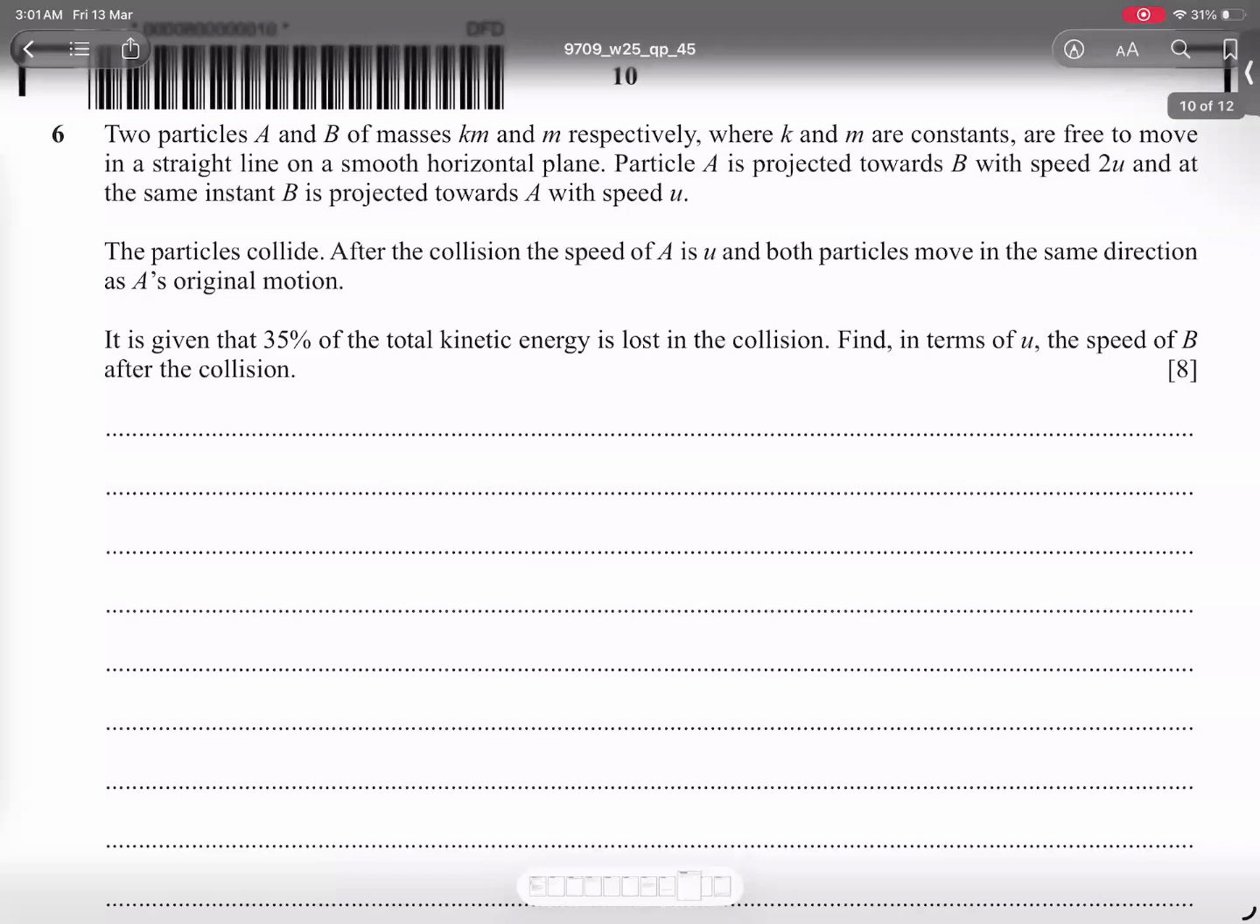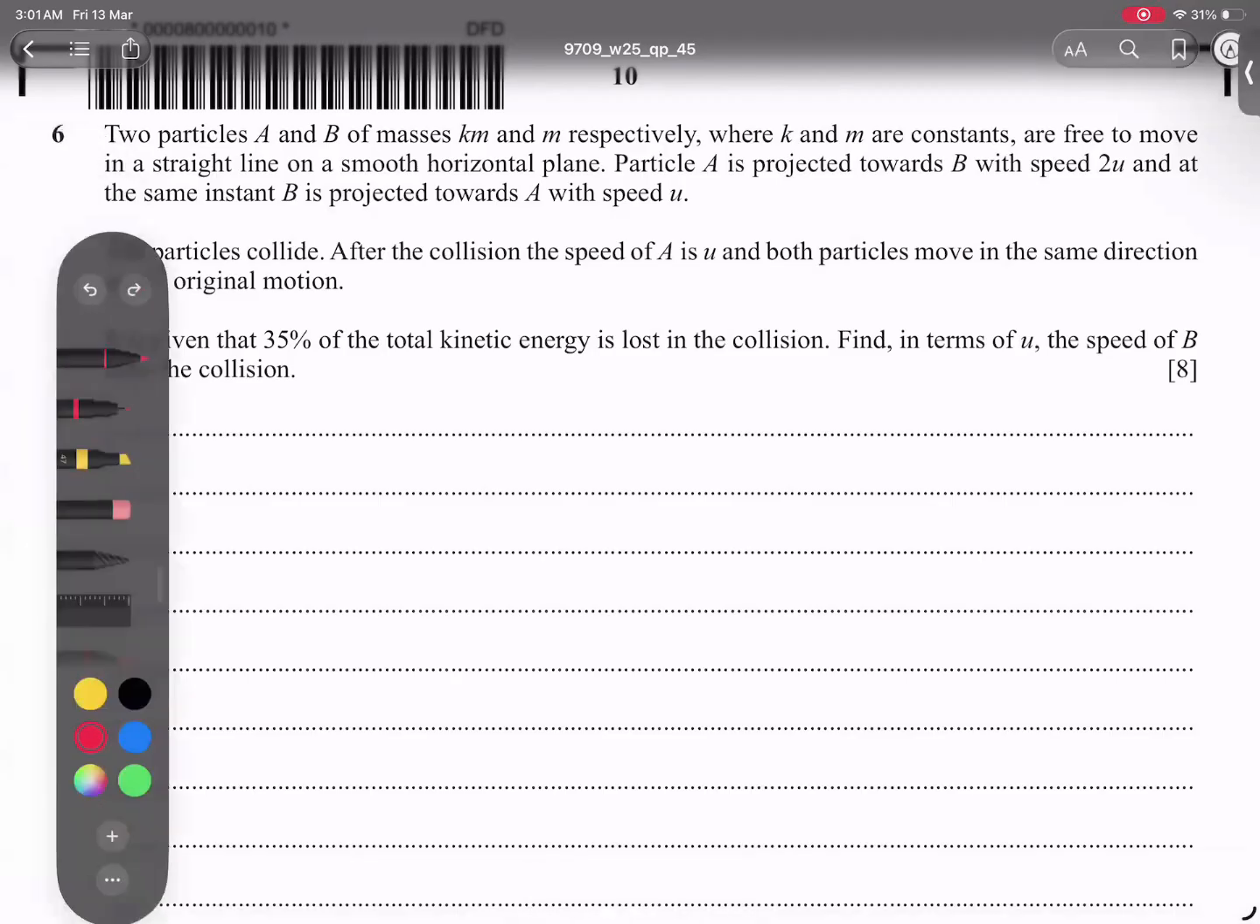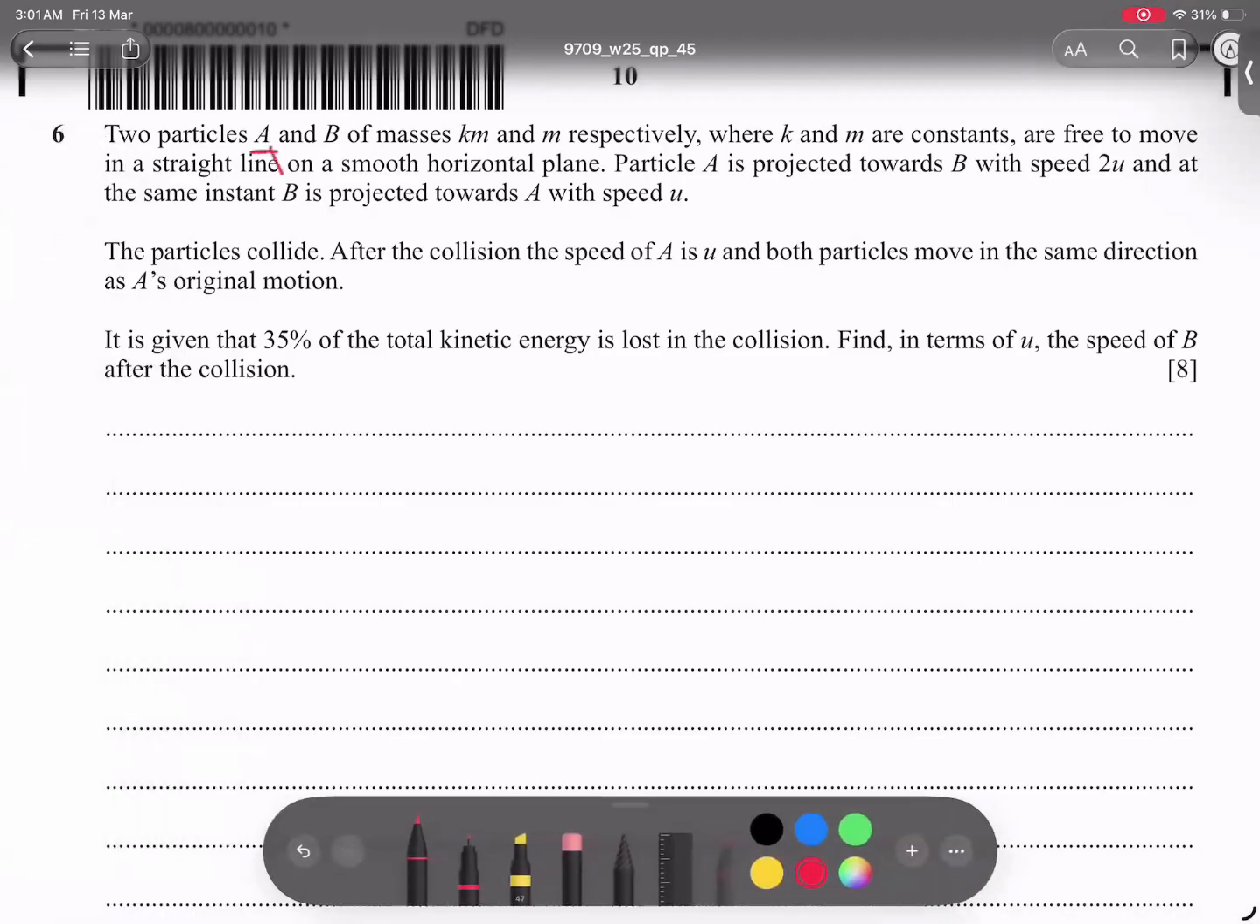Question number 6, we have two particles, A and B, of the mass given here. A's mass is given as km and B's mass is given as m. Both k and m are constants, and the particles are free to move on a straight, smooth surface, so it means no friction at all. Particle A is directed towards B with a speed of 2u, and at the same instant B is directed towards A with a speed of u. First of all, we will make a diagram.